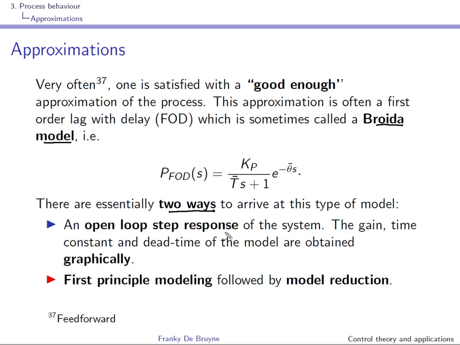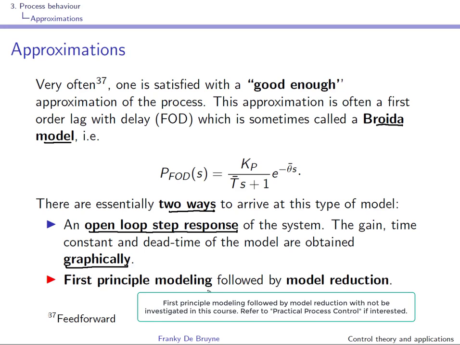The first method is to obtain an open loop step response of the system, so you'll have to experiment on the system, and then you can obtain the gain, the time constant, and the dead time using graphical methods, and this is what we'll do in the control lab associated to this course.